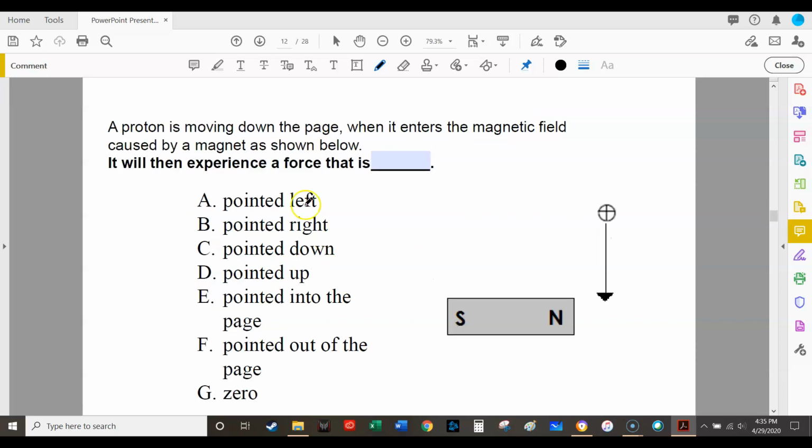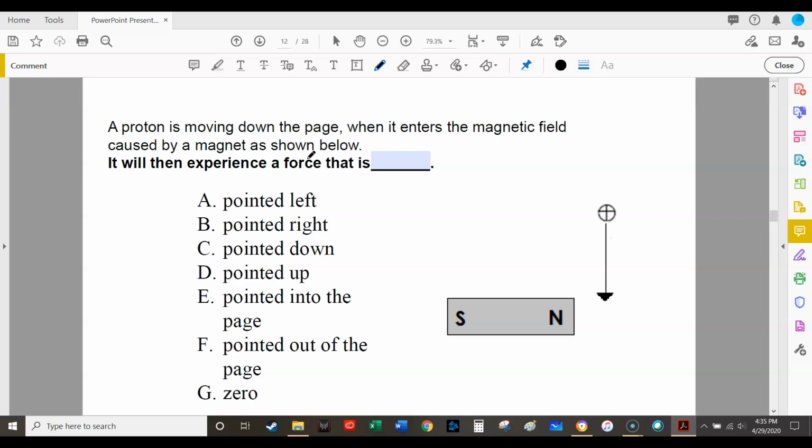Let's try another one. A positive particle is moving down the screen, and it's going to be entering a region of space where there's a magnet with north and south labeled. So try to figure out the direction of the magnetic force in this situation. Will it be pointed left, right, up, down, in, or out of the page? Or will it be zero?